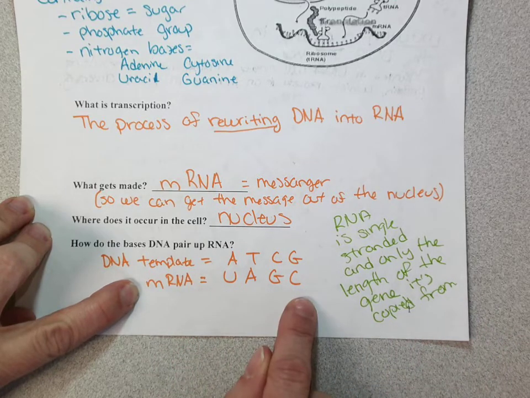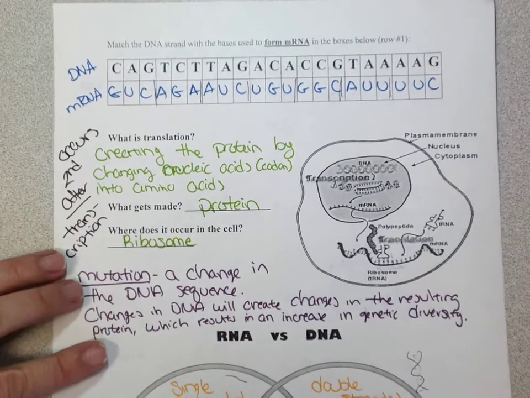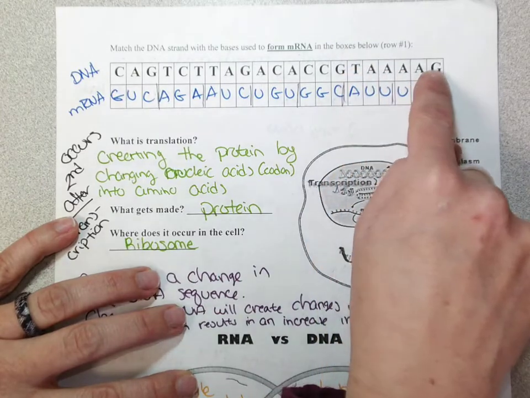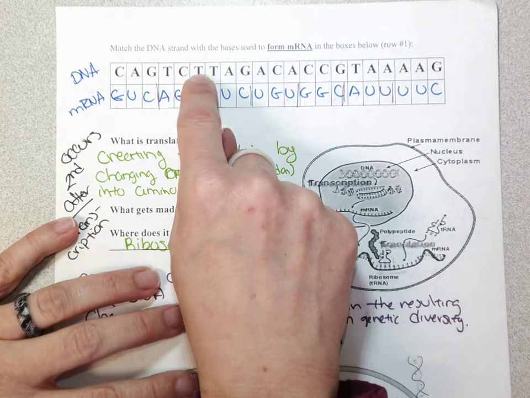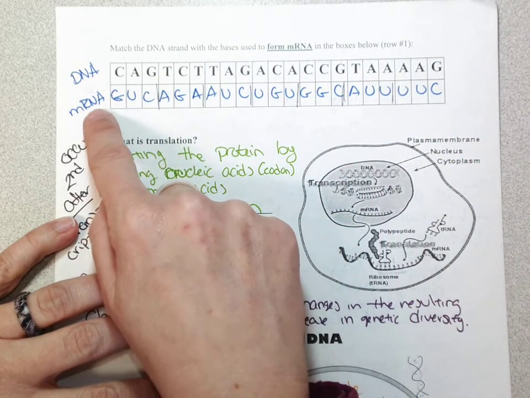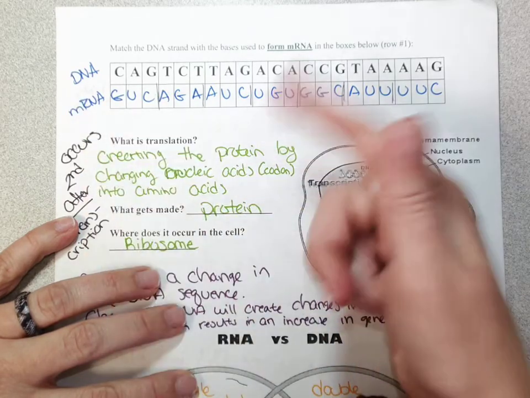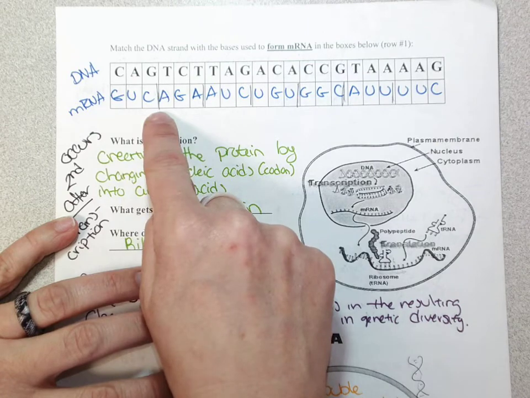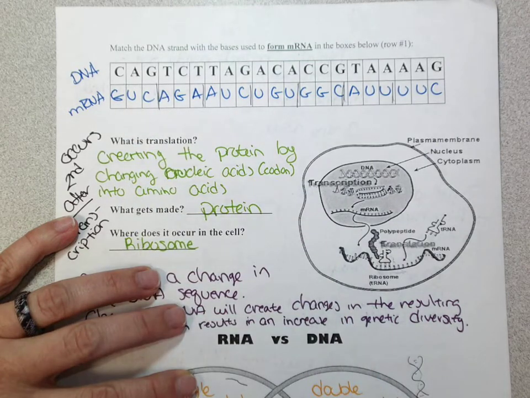So to practice that, you have this top of your page where here I have DNA. I know it's DNA because it has T's. And then I'm going to write down, according to my new rule, to form that RNA, I'm going to use the bases that I should to create that messenger RNA.